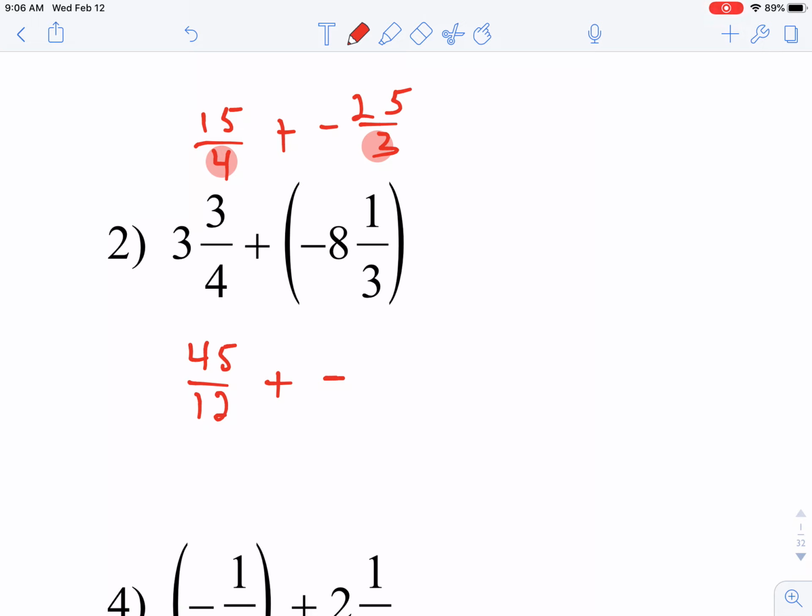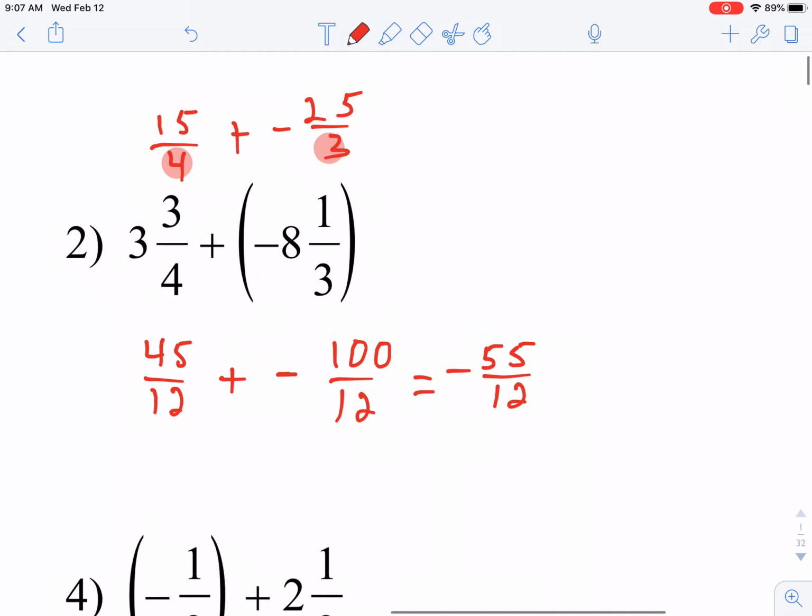And then we want to look at 25 over 3. So to make 3 equal 12, we've got to multiply by 4. To make 25, do the same thing. We want to multiply that by 4. So 4 times 25 is 100. Again, in this case, we have a positive plus a negative. The same thing's true. You want to subtract and keep the sign of the larger number. So 45 and negative 100. 100 minus 45 is 55. The 12 stays the same, and because 100 is bigger, we keep the negative sign.